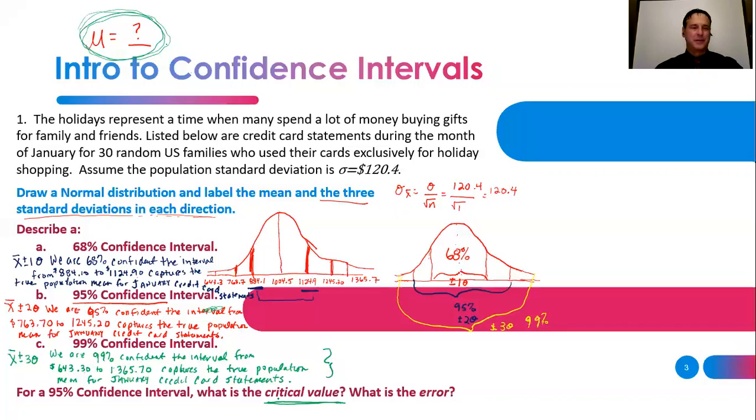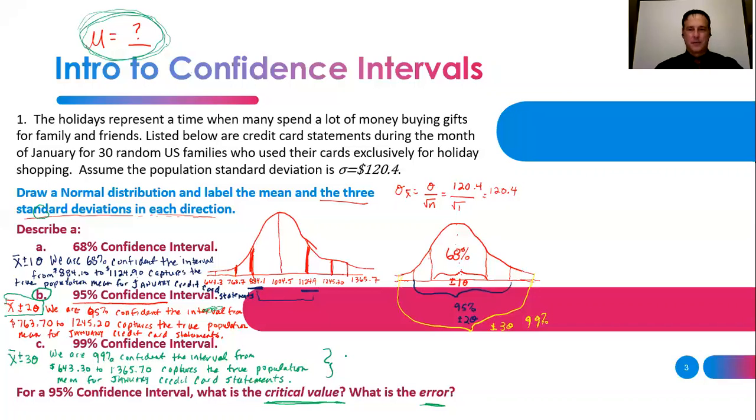As we look at this last part, it says, for a 95% confidence interval, what is the critical value and what is the error? Okay, so let me go back to 95%. This is B, and it's written in red. If you look back at my PowerPoint, I'm going to circle B real quick. It's right here, and underneath it is where I wrote a little formula.